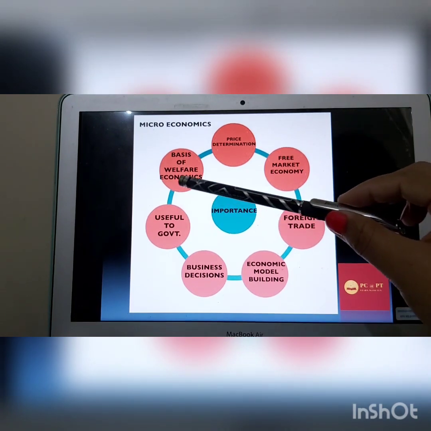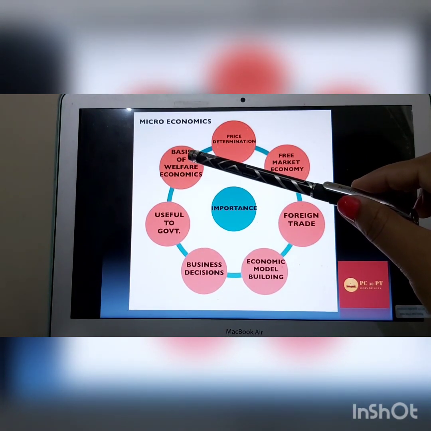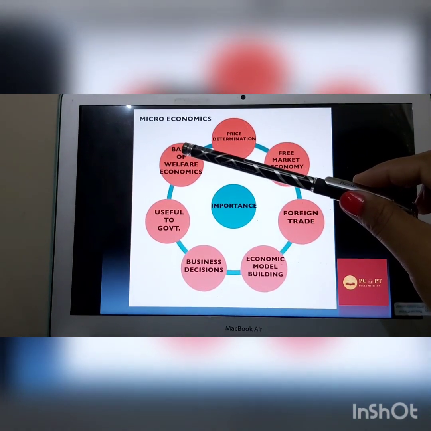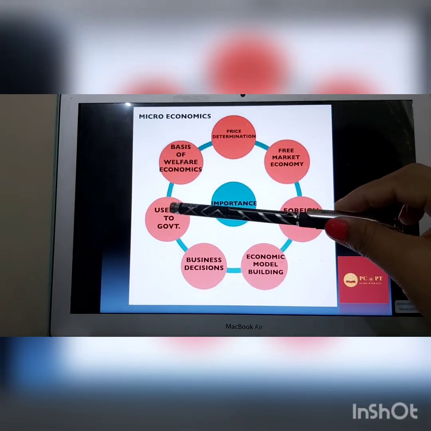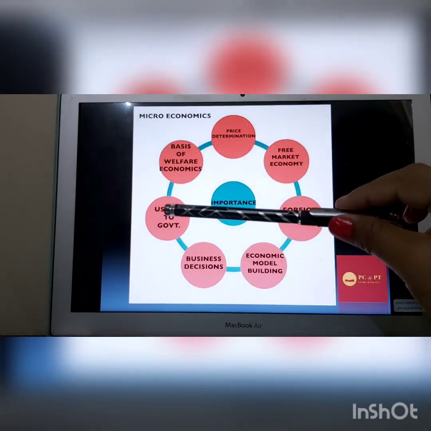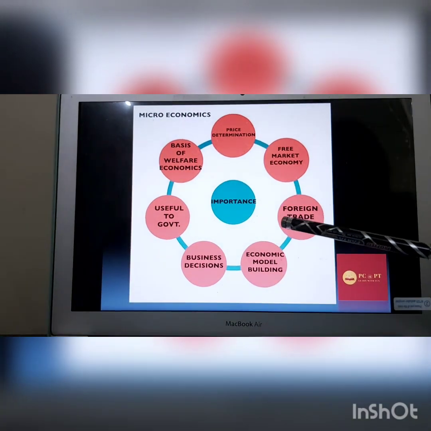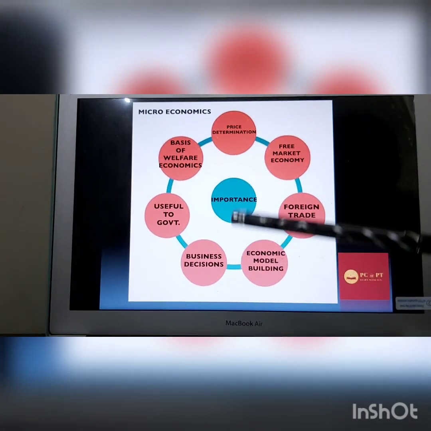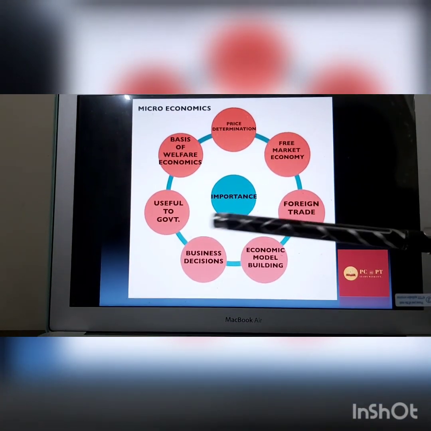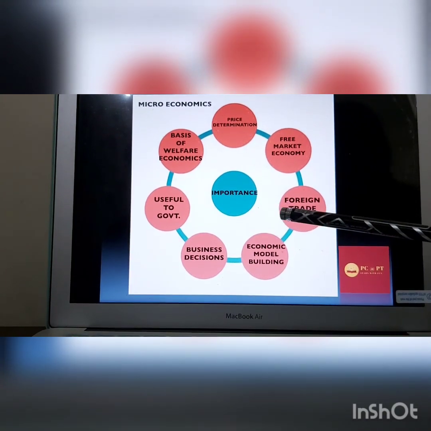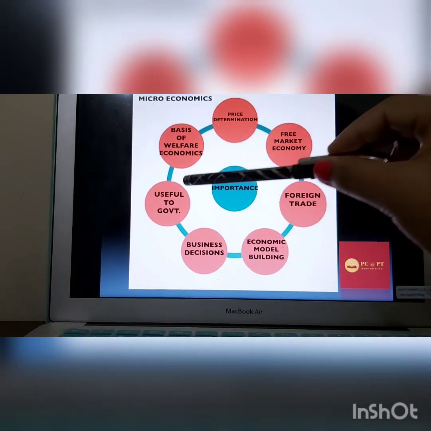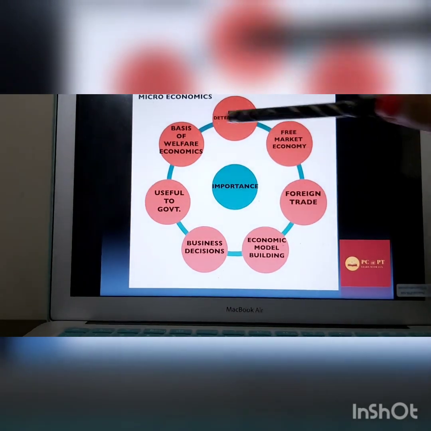Next is useful to government. This relates to determining policies related to taxation, public expenditure. So what is taxation policy? How much percent tax will be paid by whom? 10% slab, 20% slab, 30% slab. All these things are covered under useful to government.